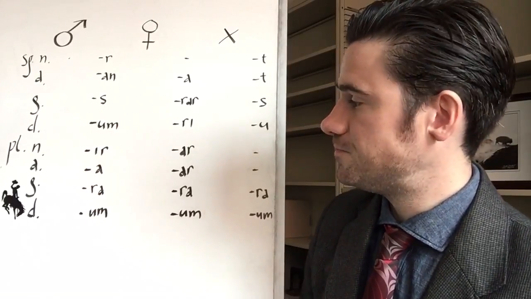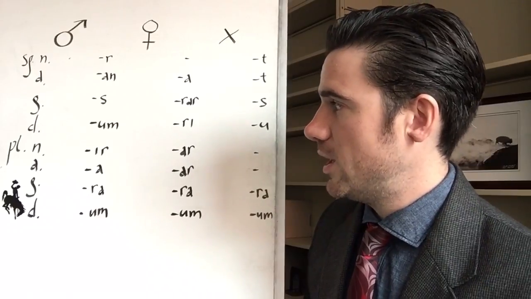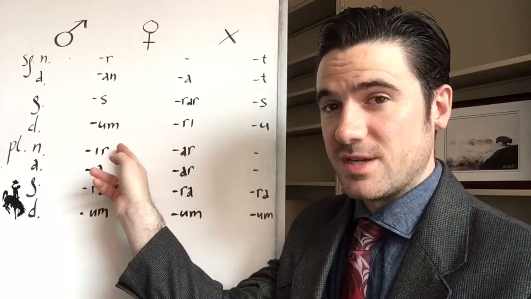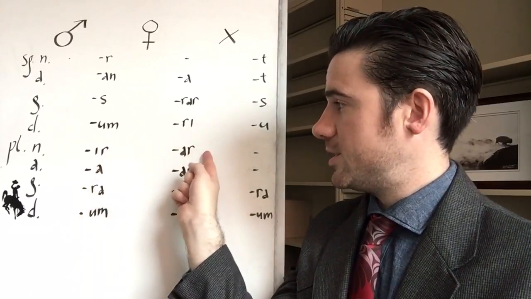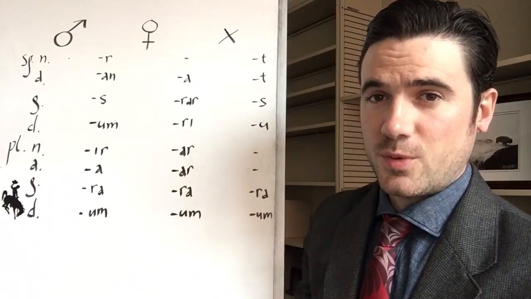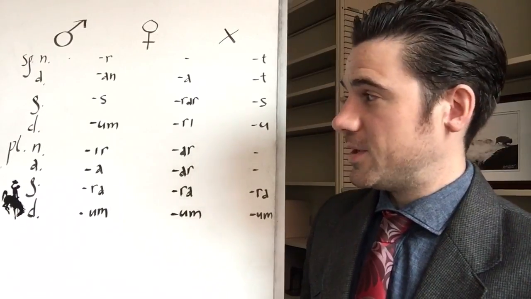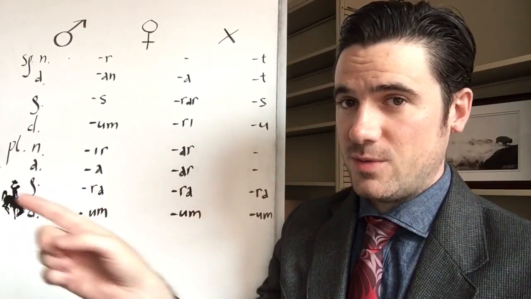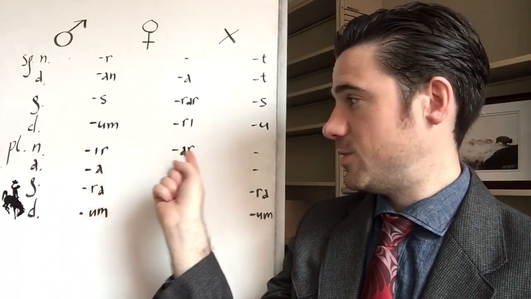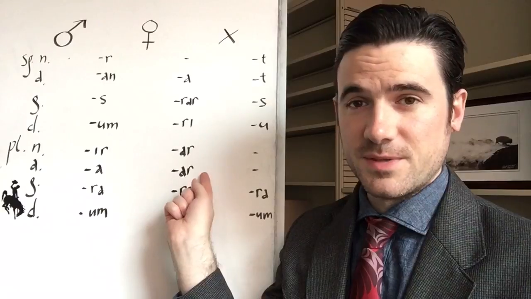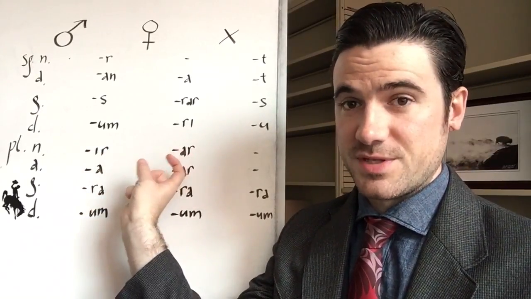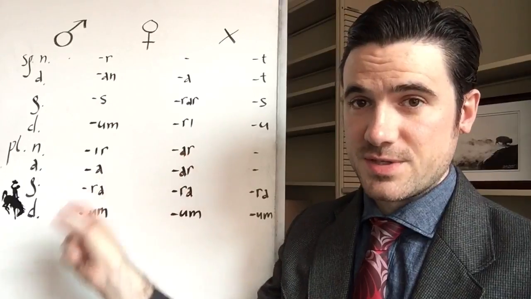We have to watch for that. Another thing to watch for is that the nominative plural of masculine adjectives ends in -ir, but the nominative accusative plural of feminine adjectives ends in -ar. Why is this something we need to watch for? Because masculine nouns in the nominative plural typically end in -ar, and feminine nouns in the nominative accusative plural typically end in -ir. So this is the reverse of the typical situation with nouns.